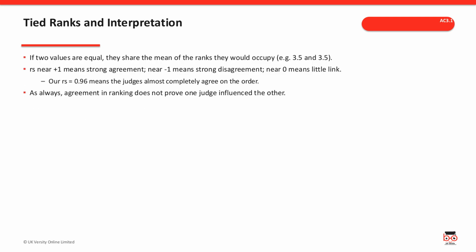A quick practical note on ties. If two values are equal, they share the mean of the ranks they would have occupied. So two entries tying for third and fourth place both get 3.5. As for reading the result, near +1 is strong agreement, near -1 is strong disagreement, and near 0 means little connection. Our 0.96 means the judges rank the entries in almost exactly the same order, though even that doesn't prove one judge swayed the other.